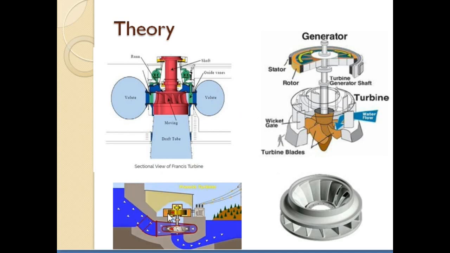You can see this image. This is the reservoir. Water enters the turbine radially, then comes out axially and gets released into the downstream of the reservoir. The generator supplies the power to the grid. This is the runner, and this is another cross-sectional diagram of the Francis turbine.